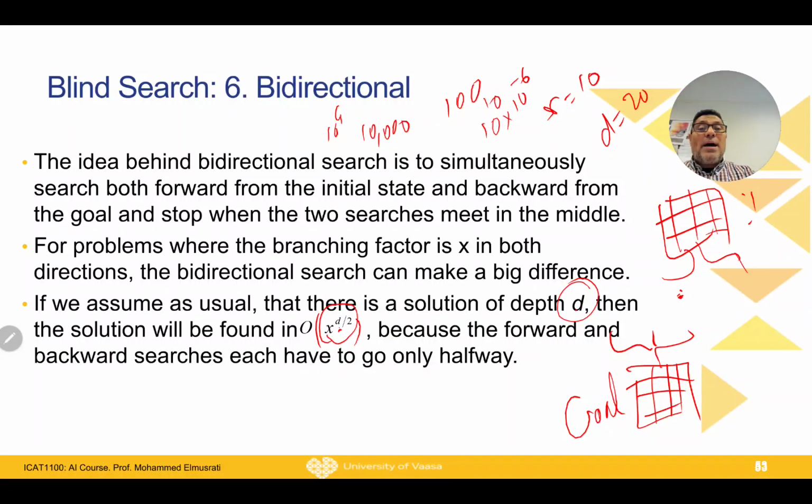So the bidirectional strategy can be very efficient in case you have the goal, and the goal is reversible. So we know the branches to reach the goal.